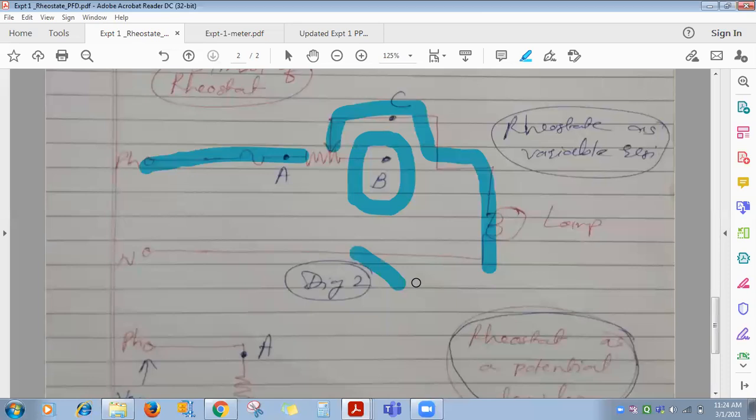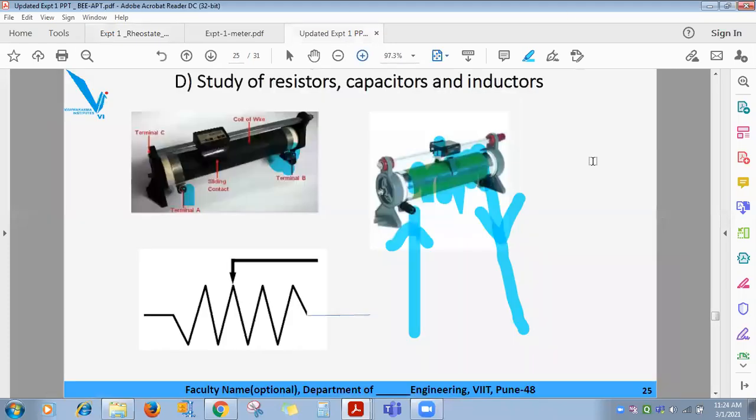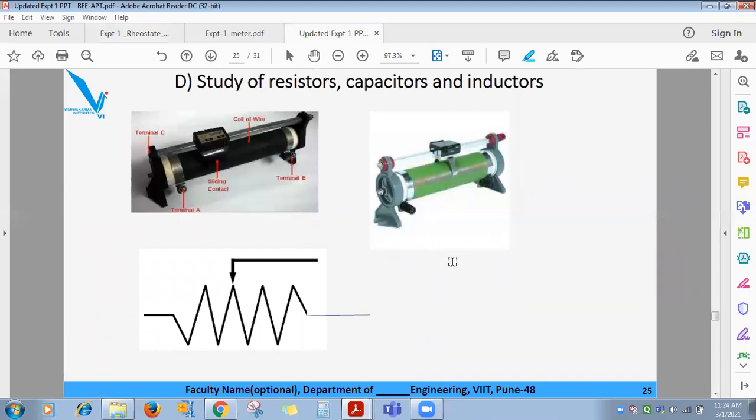Okay, so in this case, what will happen? That rheostat will act as a variable resistance. How will it work? See here.